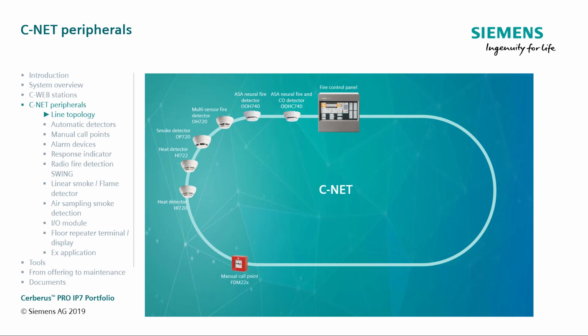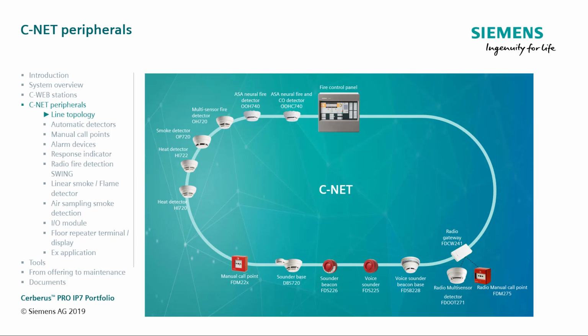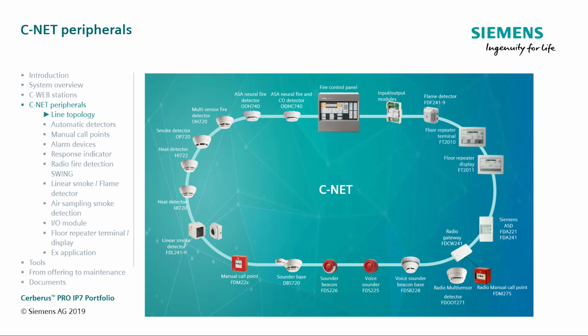A number of different types of manual call points are available. We have a wide range of loop-powered alarm devices. Radio gateways allow the use of radio fire detectors and manual call points. We also have linear smoke detectors, flame detectors, aspirating smoke detectors, various input-output module types, and loop-powered floor repeaters that can be operated anywhere on the CNET, either with or without buttons. And last but not least, there are devices for EX areas that can be assigned specific addresses.